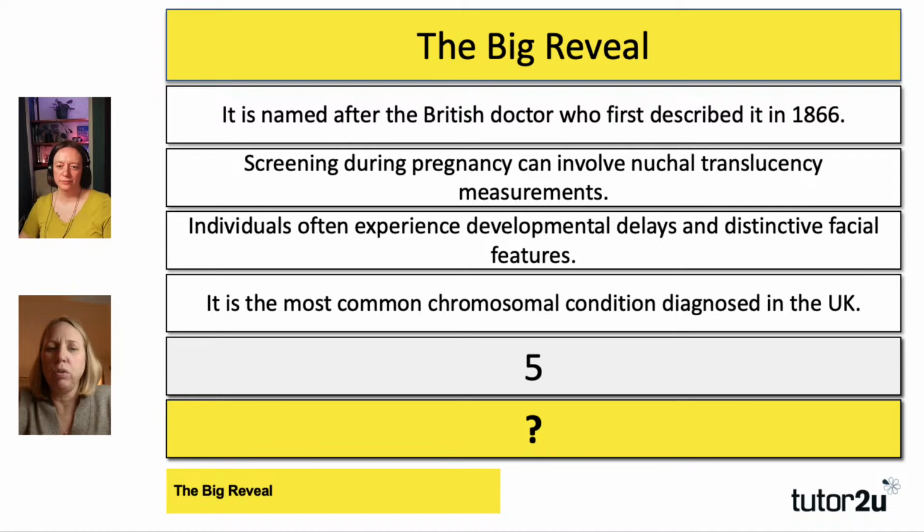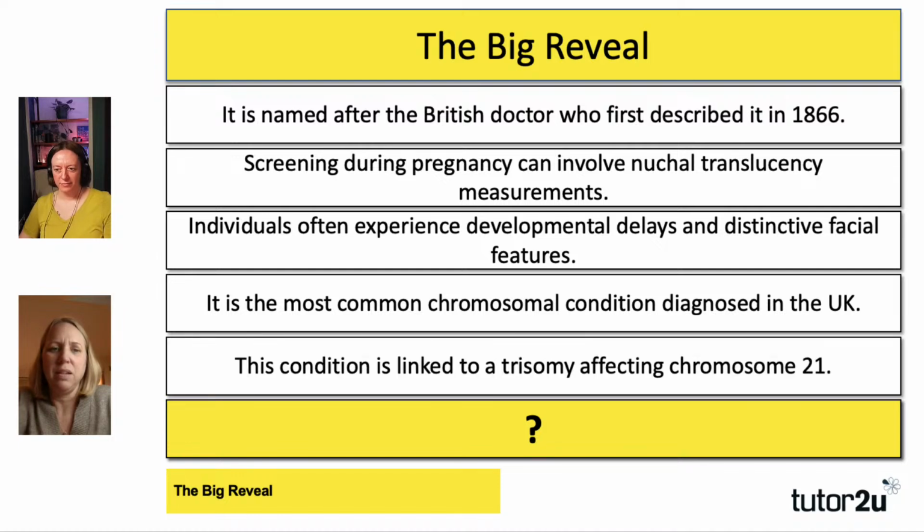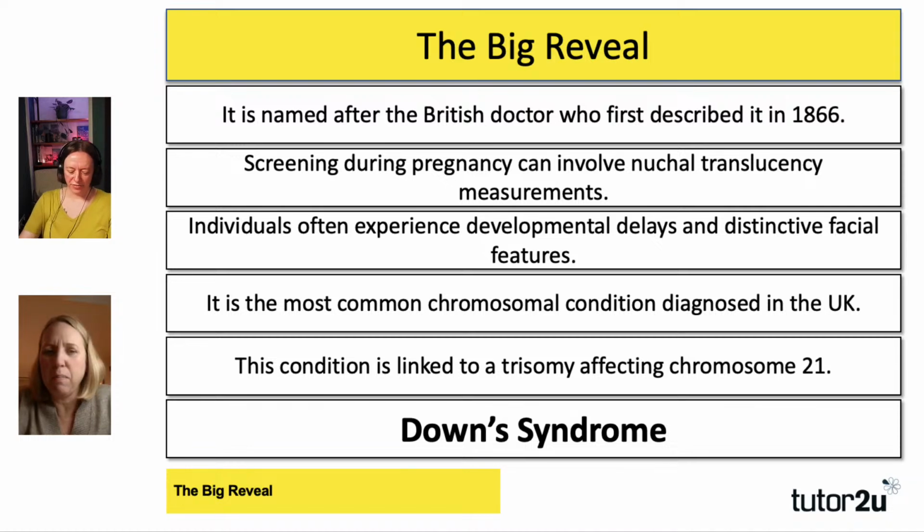So it's the most common chromosomal condition diagnosed in the UK. SOSA is saying Down syndrome. So let's have a look. Yeah, so this condition is linked to trisomy affecting chromosome 21. So My Life and SOSA, you are a great team there. And we have Down syndrome. I think we need a round of applause for them. Well done, everyone. Excellent. Well done. So trisomy 21 refers to having 3 copies of chromosome 21. Okay, let's move on to the next one then.